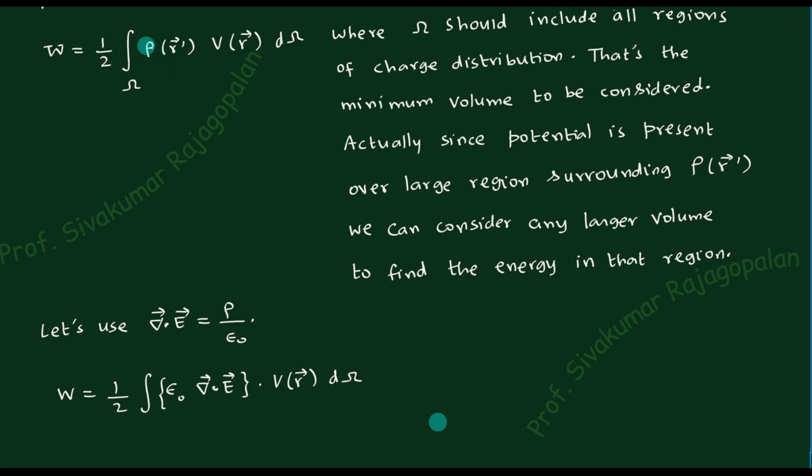Cause and effect are there. Rho is the cause and V is the effect. So this is a mixture. But here, if you rewrite like this, both of them are effects.